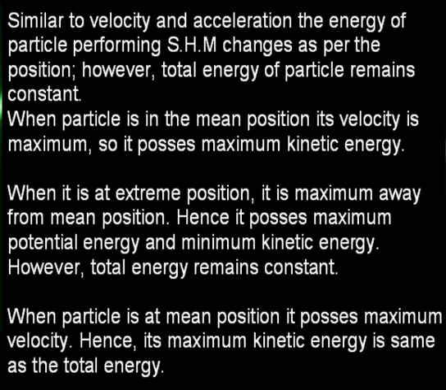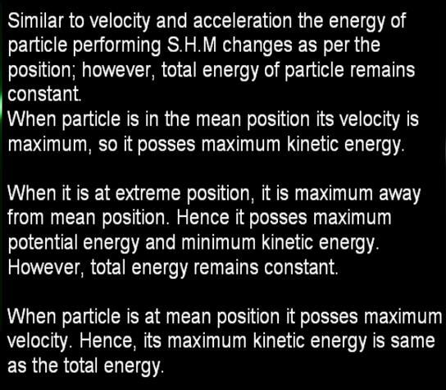When the particle is in the mean position, its velocity is maximum, so it possesses maximum kinetic energy. When it is at extreme position, it is maximum away from the mean position, hence it possesses maximum potential energy and minimum kinetic energy. However, the total energy remains constant.